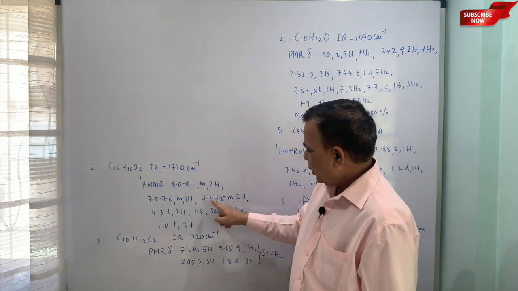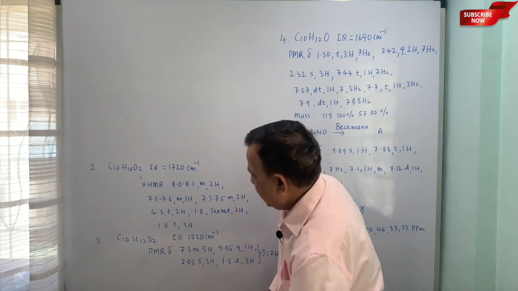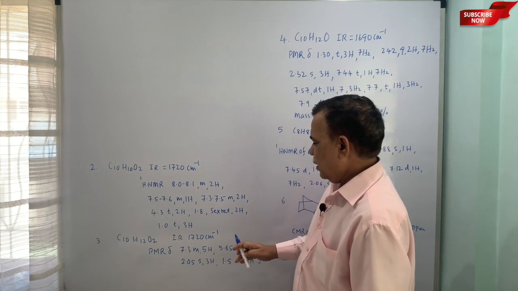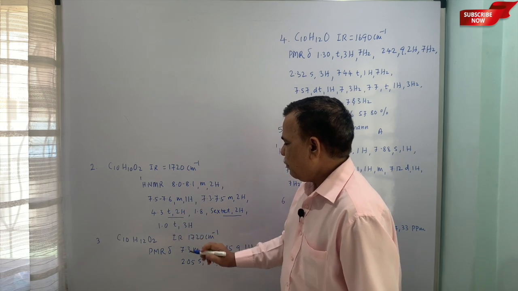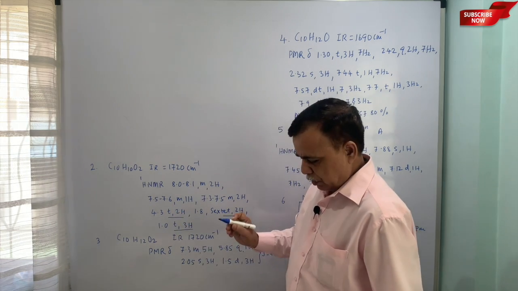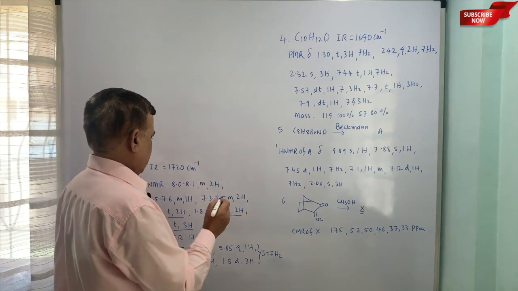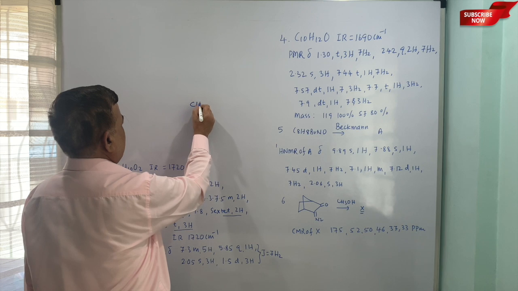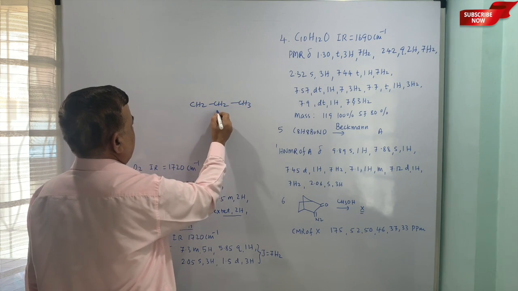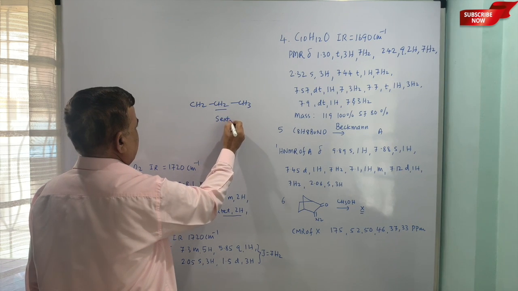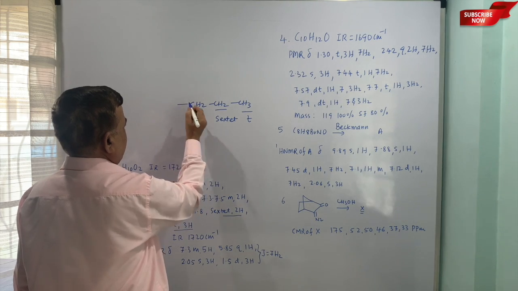So a monosubstituted ring one can say, and then these are the things: sextet for 2 protons, triplet for 2 protons and triplet for 3 protons. The sextet for 2 protons suggests that it is a methylene. This will give you a sextet, that is the pattern. This will give a triplet, this will also give a triplet.